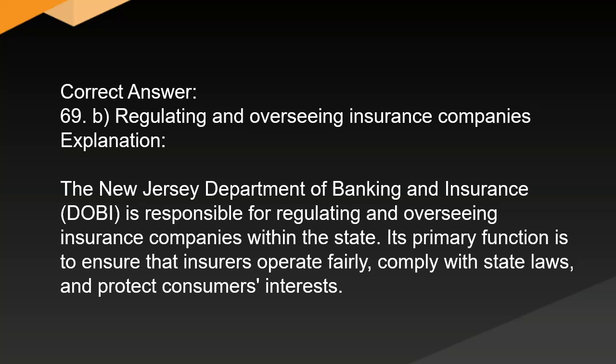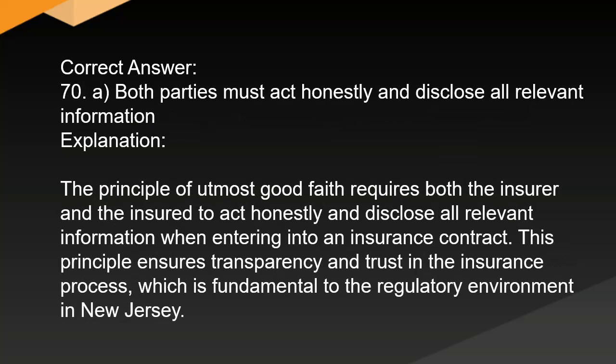Correct answer. B. Regulating and overseeing insurance companies. Explanation. The New Jersey Department of Banking and Insurance, DOBI, is responsible for regulating and overseeing insurance companies within the state. Its primary function is to ensure that insurers operate fairly, comply with state laws, and protect consumers' interests.